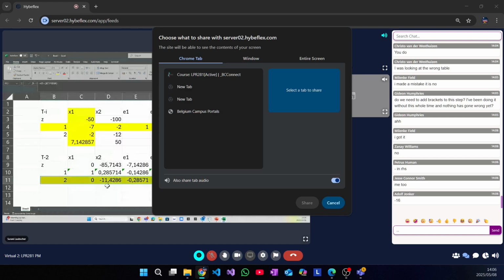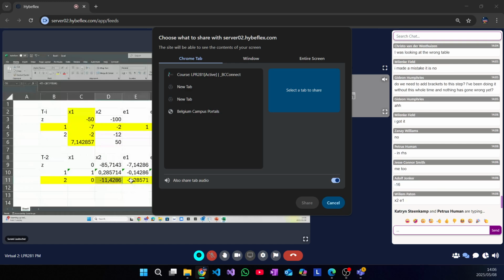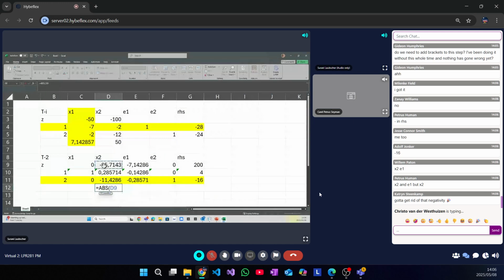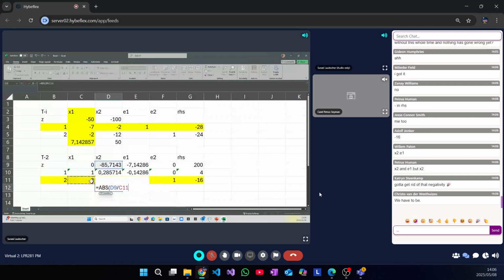Negative 16. Which ones can I pivot on or choose from? X2 and E1. Thank you, X2. You guys online are quite fast at typing. X2 and E1, but we have to do our absolute check. So we do equals absolute Z divided by pivot row. I can drag that for everything and then just delete the stuff that is not negative, because it's only applied to negatives.